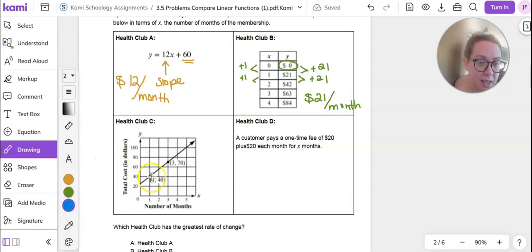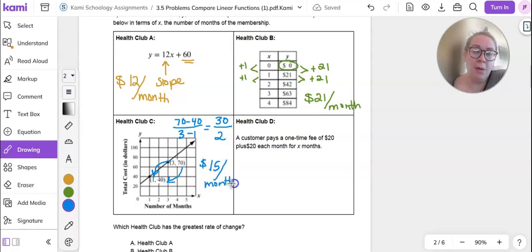Health Club C, looking at these points here, we have (1, 40) and (3, 70). So we would do 70 minus 40 divided by 3 minus 1. Our change in y, 70 minus 40, is 30, and our change in x is 2. 30 divided by 2 gets us $15 per month.